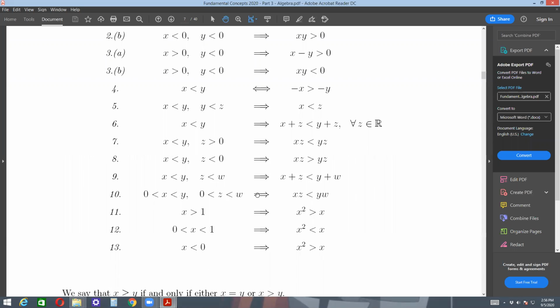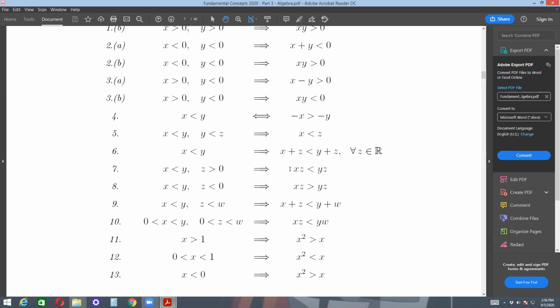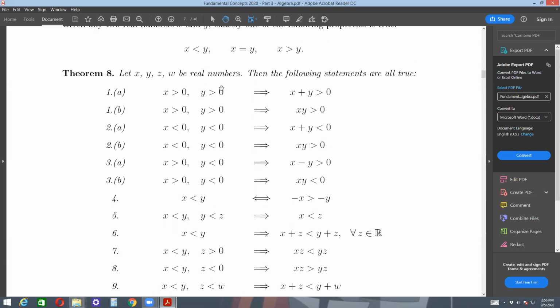Right, so these are some theorems, these are some properties that you need to know. So if you have two positive things and you add them, you get something positive. If you multiply them, it's also positive. If they're both negative and you add them, they're still negative. But if you multiply them, it becomes positive. Right, so if x is positive, y is negative, then x minus y is positive, right? Because minus y will be positive.